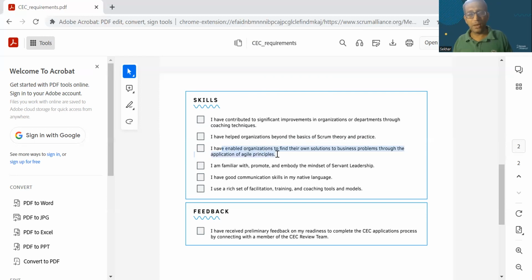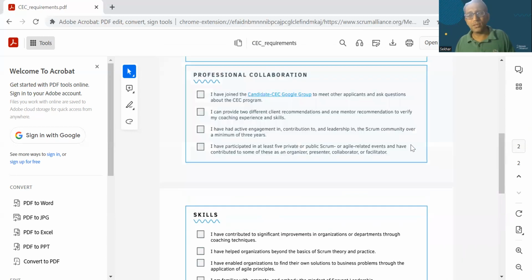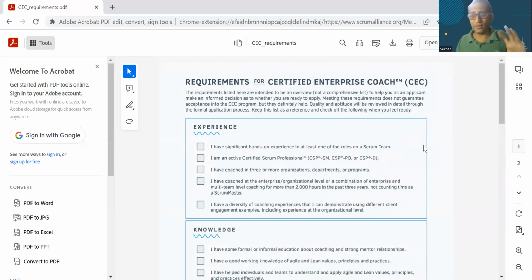And how you enabled organizations to find their own solutions rather than preaching your solutions, and familiarize and promote the agile mindset of servant leadership. And you are a really great communicator who can make a real difference. And then you have a very rich skill set of facilitation, coaching, and any mentoring that you did in the past, and probably a bit of training. But yes, training is totally irrelevant for this application. Okay, so these are the CEC requirements at a very high level.